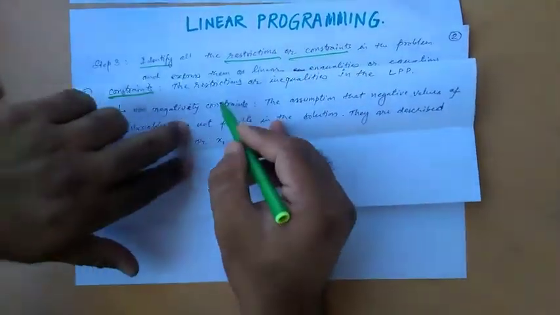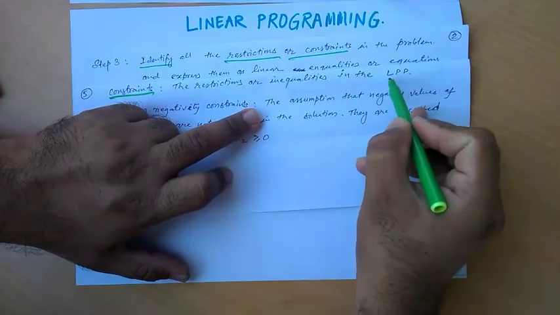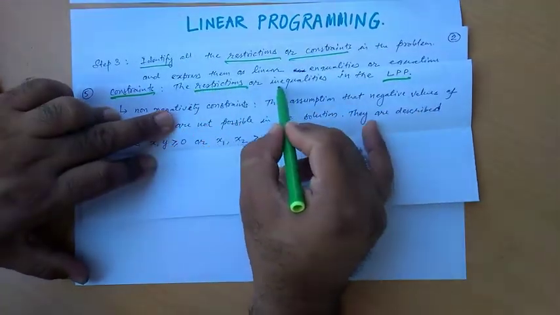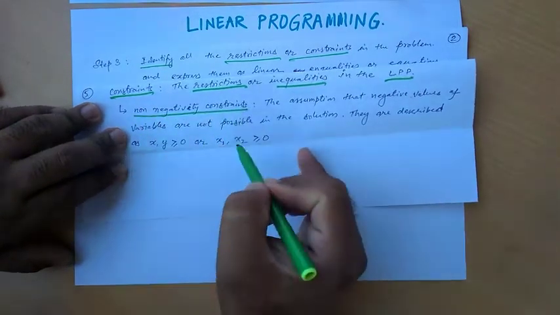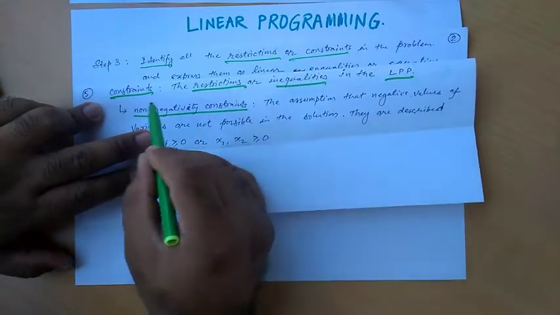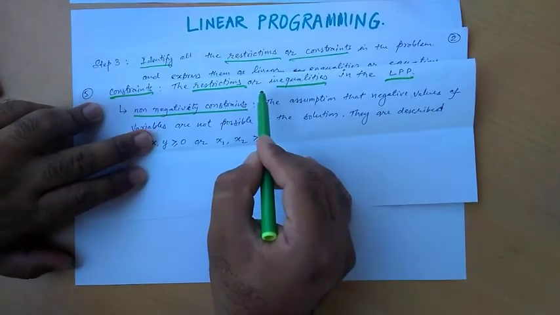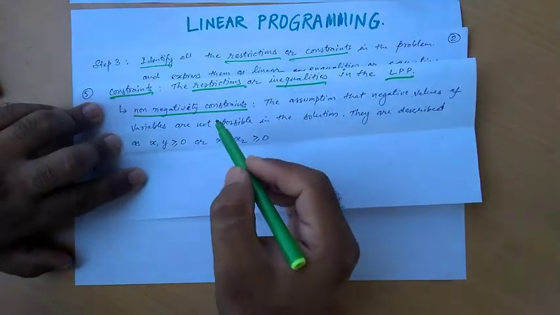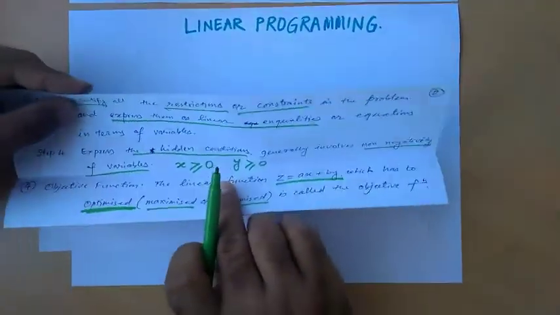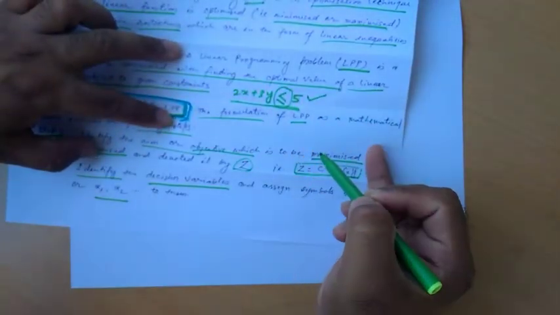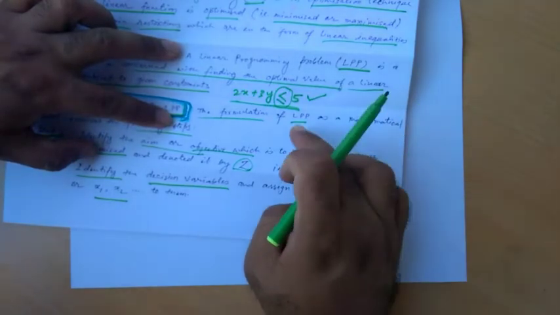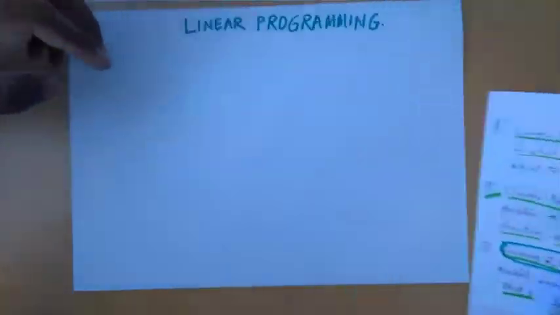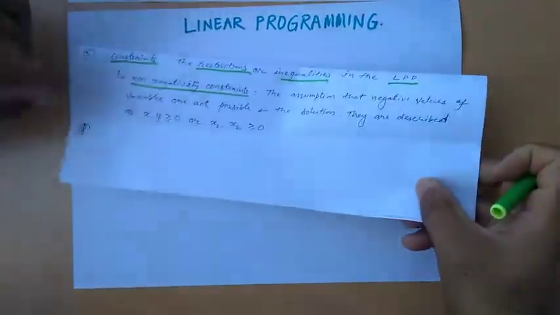Constraints are nothing but the restrictions or inequalities in the LPP. Restrictions or inequalities. There is one more thing, that is the non-negativity constraints. These are the direct constraints. It is given to you, like I have shown you. These are the constraints or inequality restrictions. Directly, you will get these from the questions only.